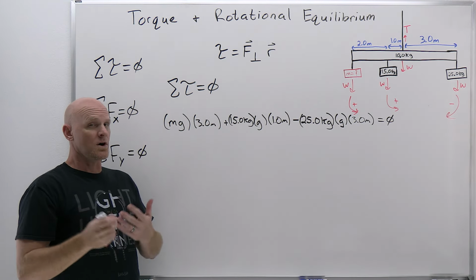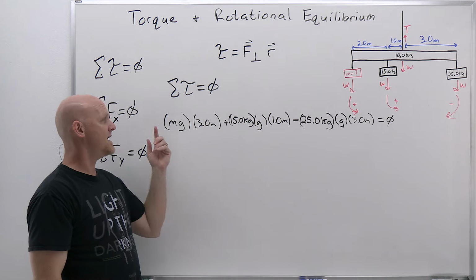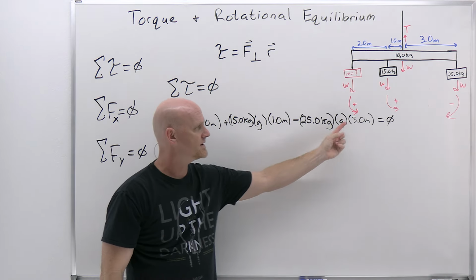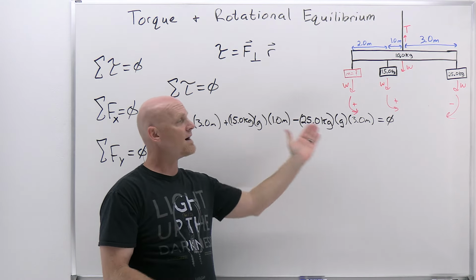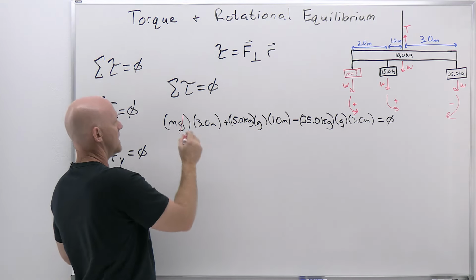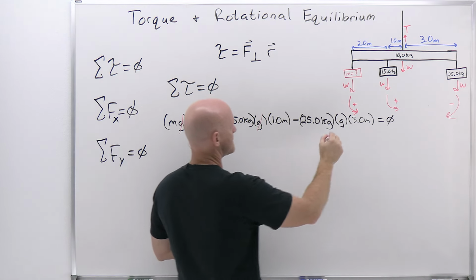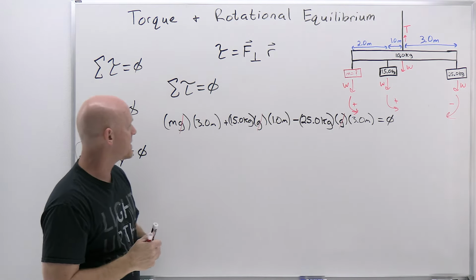One thing to note, and this happened in the last one as well, is that every term has gravity in it. On the other side, it's just zero, and zero divided by gravity is still zero. So we can divide gravity out of this equation as well. You don't have to, it just makes the math a little bit easier in the process.